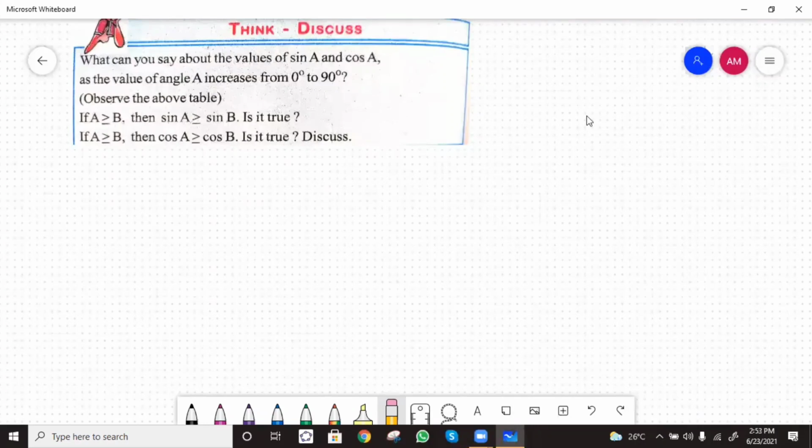In this session, let us discuss some problems of your textbook. So this is the first one. Think and discuss. What can you say about the values of sine A and cos A as the values of angle A increases from 0 degrees to 90 degrees? So see here, what is sine 0?